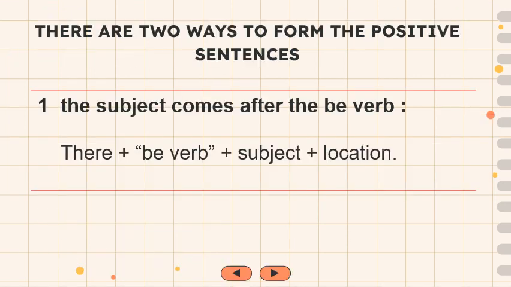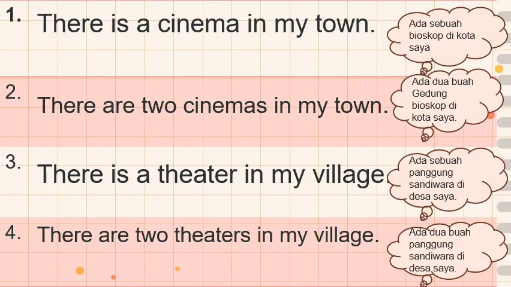There are two ways to form the positive sentences. Number 1, the subject comes after the be verb: there plus be verb plus subject plus location. For example number 1, there is a cinema in my town.